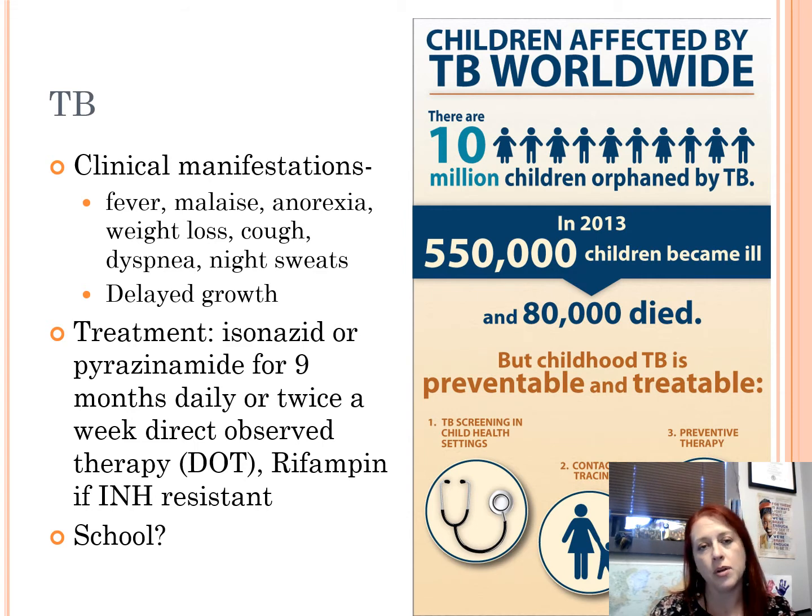So treatment is going to be weight-based dosing of the same medications that we do use for adults. Isoniazid and pyrazinamide are kind of the primary medications that we use, and that's going to be 9-month therapy that's twice a week, directly observed therapy, or daily. If they have the resistant form of TB, rifampin would be one of the primary medications that we would use. Kids are less likely to have the resistant form, at least in the United States. We see fewer cases of resistant TB. Unfortunately, countries like India have much higher rates of TB that's resistant.